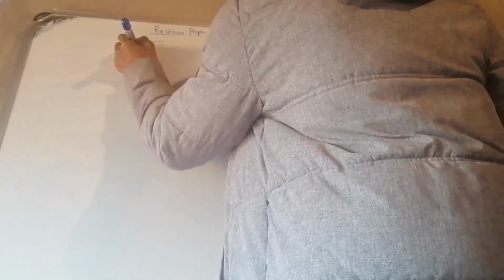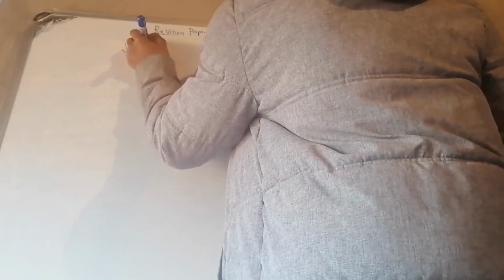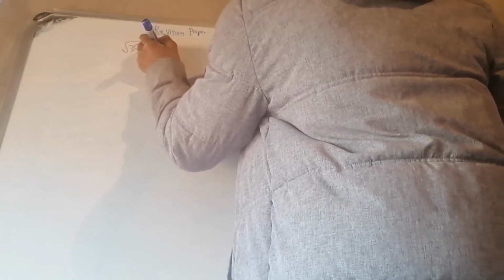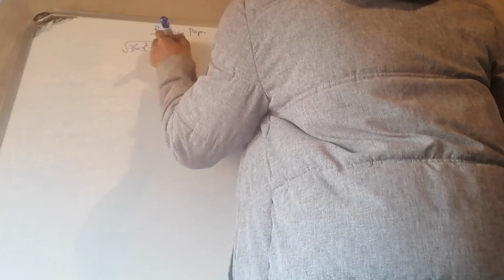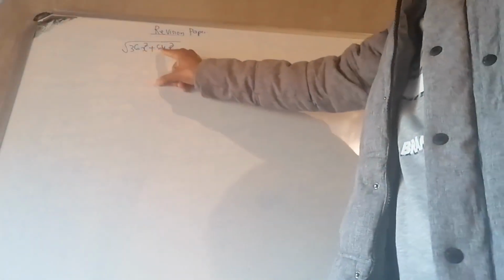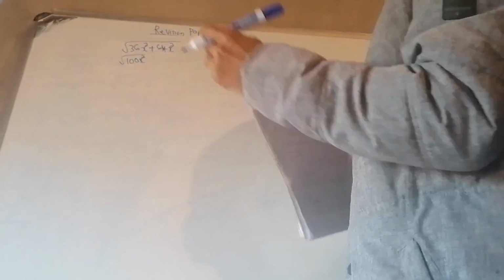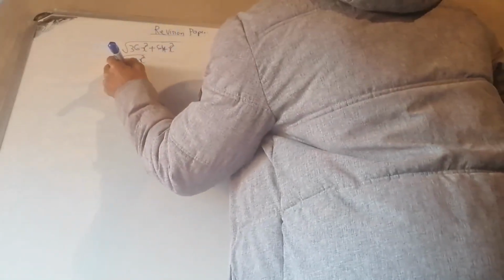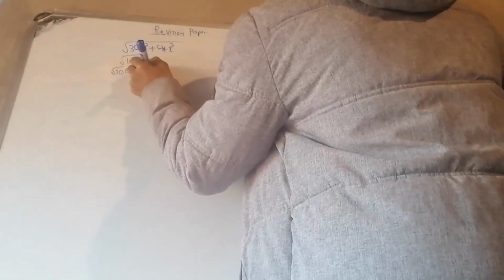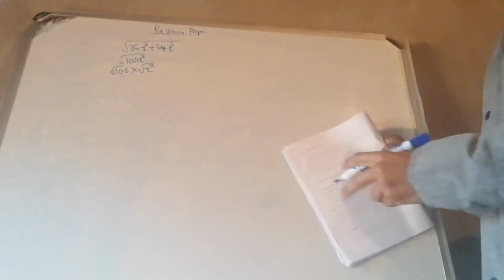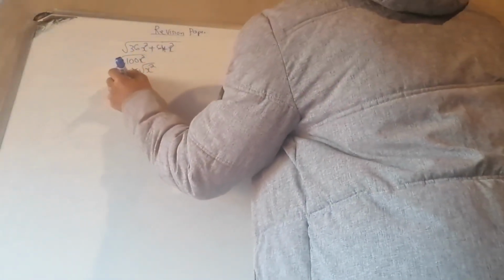The root of 36x² plus 64x². Right, I need you to add like terms. Get 36x² plus 64x². Look at 36 plus 64. You find the square root of 100x². Now I need you to take the square root of 100 multiplied by the square root of x². Square root of 100 is 10.